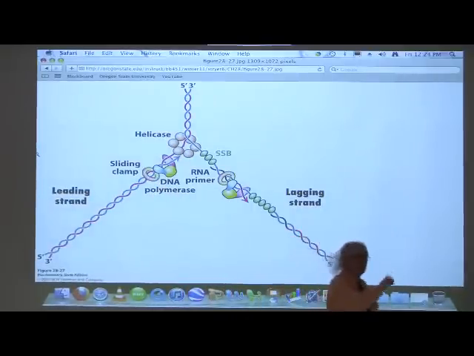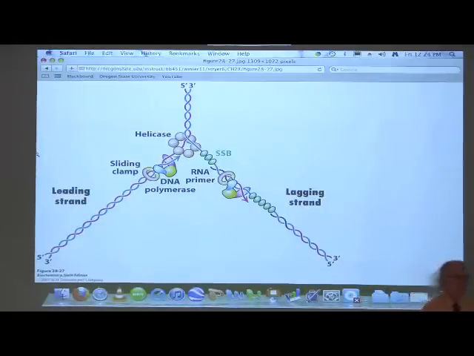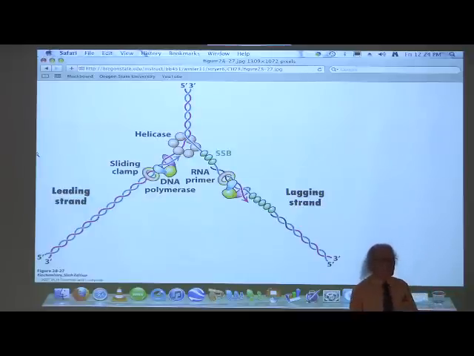Yes, ma'am? So, are there several sliding clamps involved here? So it binds to one on the leading strand, and then DNA pulls through. One sliding clamp, one polymerase. So there's only one DNA polymerase III that's there, and the DNA polymerase III is having to look back and forth on the leading and lagging strands. Yes? What do you mean by look? They look back and forth? Well, it's moving from one strand to the other in terms of what it's doing.